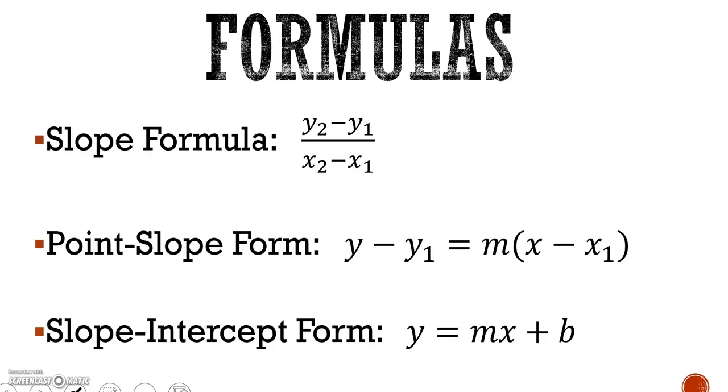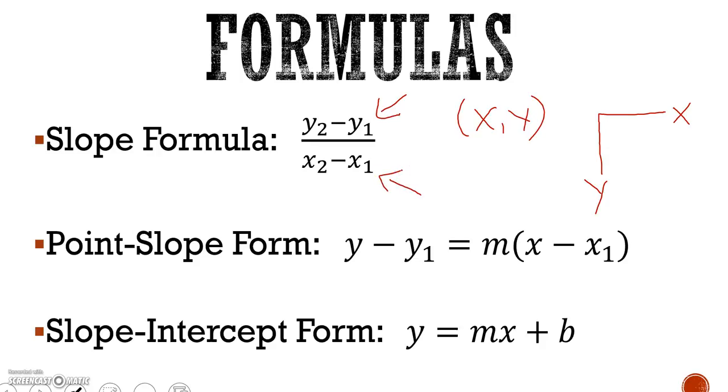So our first formula we're going to look at is the slope formula. Remember that the slope formula is y2 minus y1 divided by x2 minus x1. And remember, we're getting these from the ordered pairs that we're given anytime we're asked to find the slope between 2 points. Remember that slope is always rise over run, and our x values are the run and our y values are the rise, so that's why we always do y2 minus y1 over x2 minus x1.